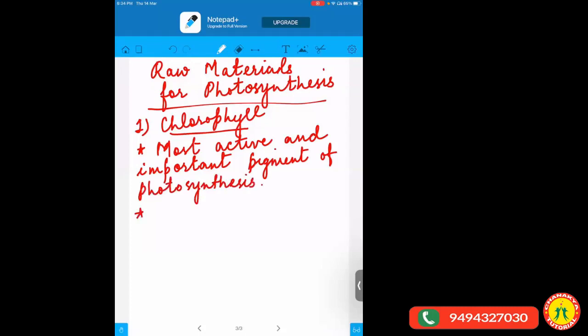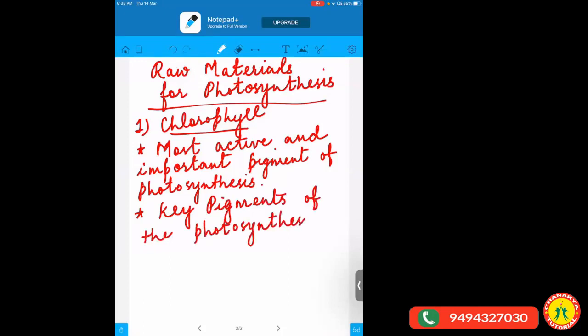The second point: they are also called key pigments of photosynthesis. Can any one of you answer why they are called key pigments of photosynthesis? Ma'am, because they trap the sun rays. Very, very good, Shubhansh.